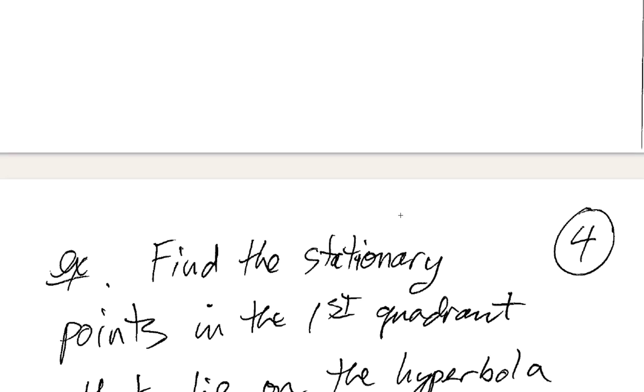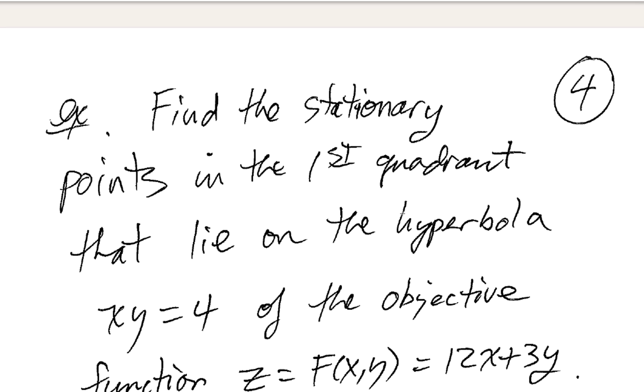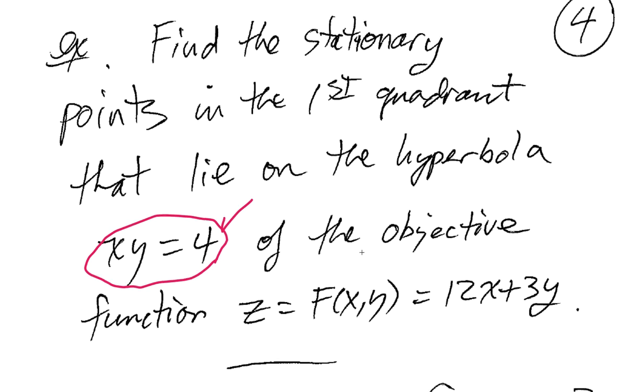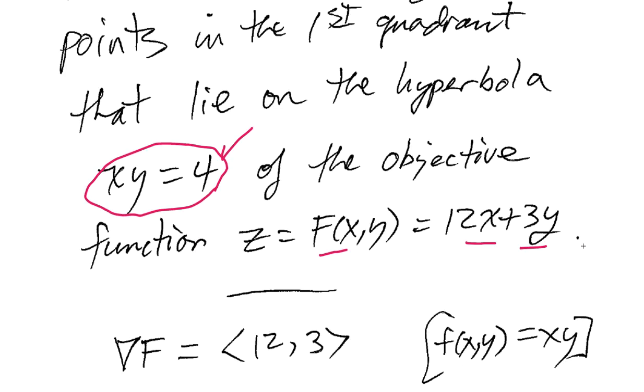Okay? Let's go ahead and talk about an actual application here. Find the stationary points in the first quadrant that lie on the hyperbola xy equals 4. So this is our constraint curve, right? The points have to lie on xy equals 4. Now you could graph that on Desmos or something. It's easy to visualize in your mind, probably. And here's our objective function. z is cap F of x, y, which is 12x plus 3y. Another plane, right?